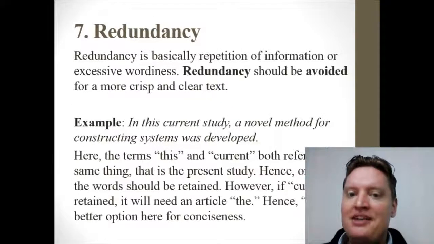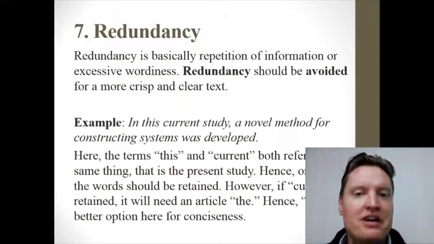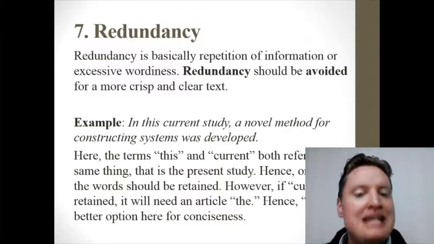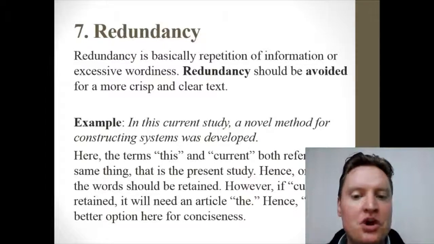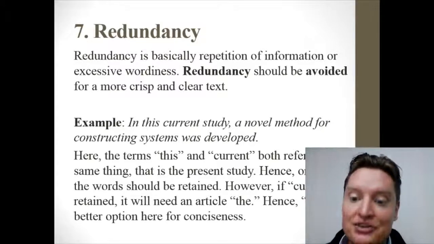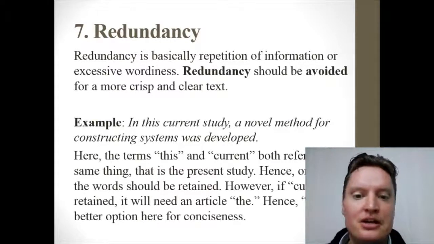Redundancy. Redundancy is basically repeating information, and it causes what we call excessive wordiness. Redundancy should be avoided for a more crisp and clear text. Here's an example: in this current study, a novel method for constructing systems was developed. Here the terms this and current both refer to the same thing, that is the present study. Hence, only one of these words should be retained. However, if current is retained, it will need an article, the. Hence, this is a better option here for conciseness.